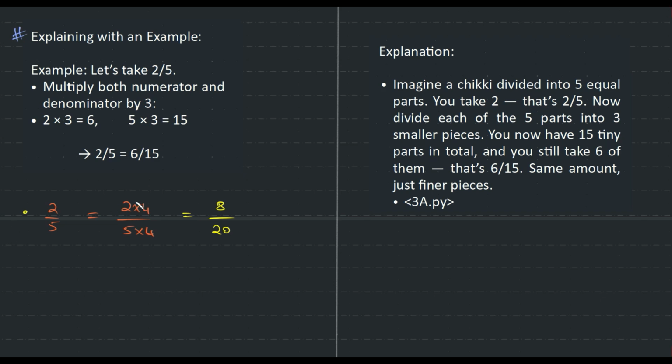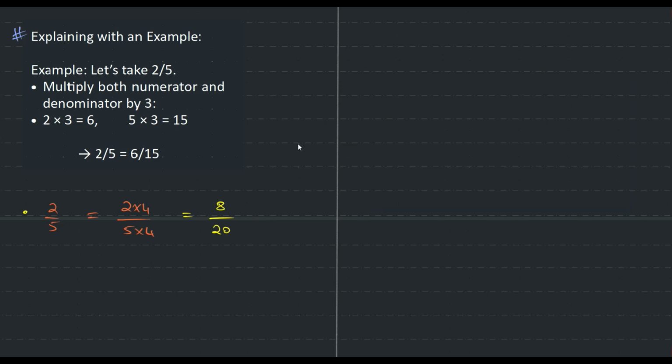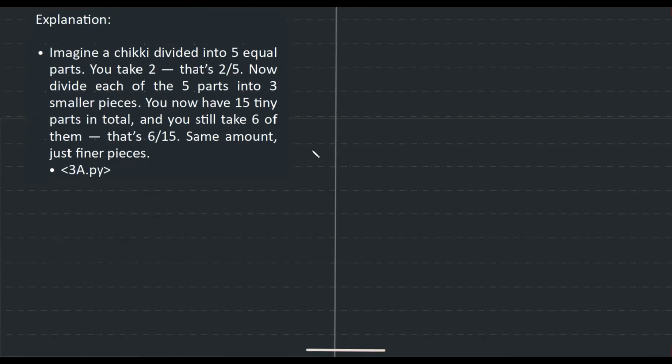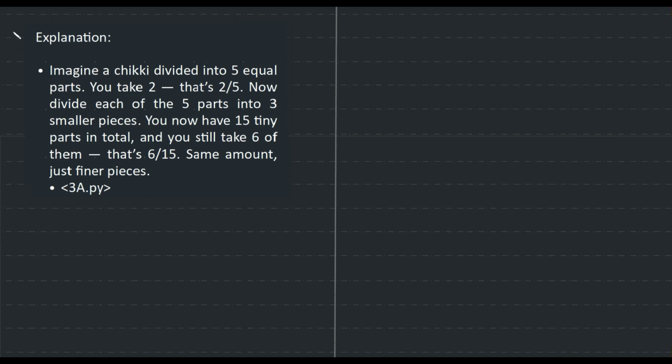Okay guys, so let's examine why. That's the most important part. Imagine a chickpea. So we have a single piece of chickpea divided into 5 equal parts and you take 2, thus giving you 2 by 5 of the chickpea. Now divide each of the 5 parts into 3 smaller pieces. You now have 15 tiny parts in total and you still take 6 of them. That is 6 by 15.